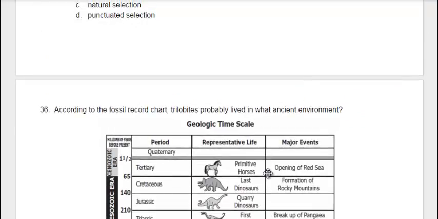36. According to the fossil record chart, trilobites probably lived in what ancient environment? So we have the period, representative life, and major events. Tertiary period had primitive horses, opening of the Red Sea. Cretaceous period had last dinosaurs, formation of the Rocky Mountains. Jurassic period had quarry dinosaurs. Triassic period had the first dinosaurs.